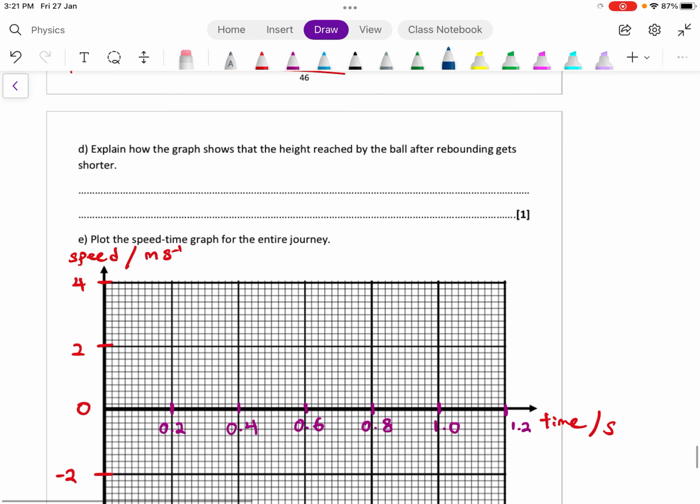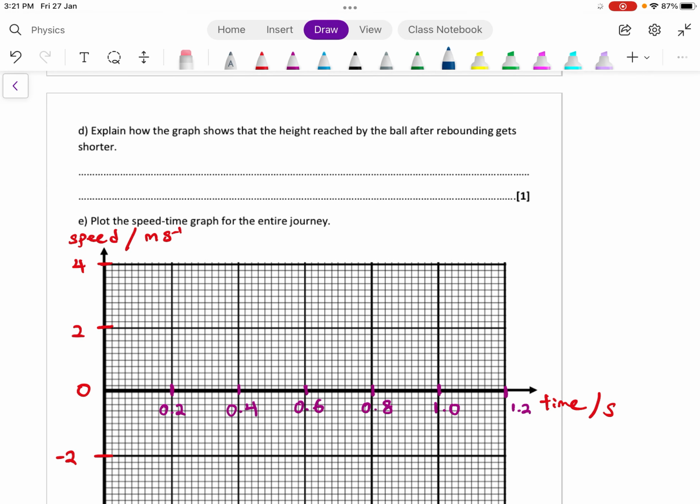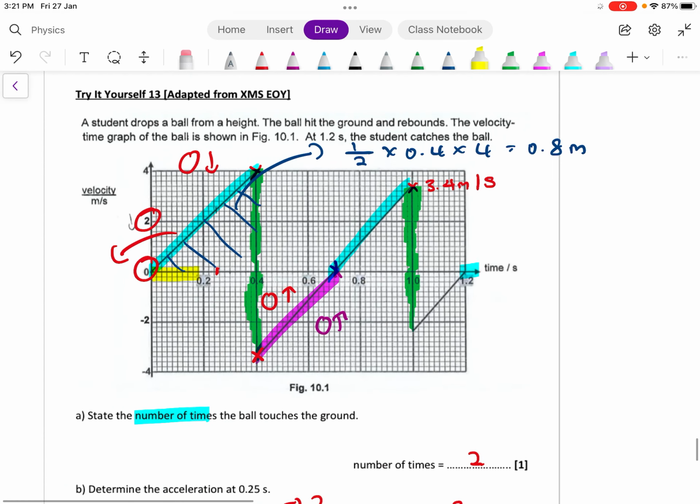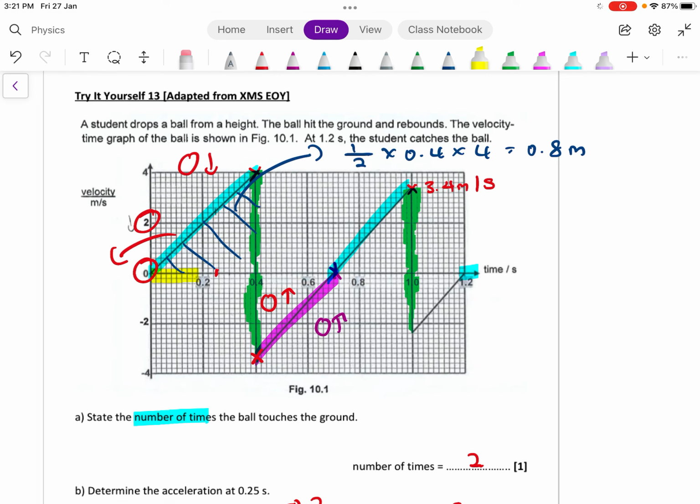Okay, so part D will be a qualitative question already. Especially when they ask us to use the graph, we must always refer back to the graph. Explain how the graph shows that the height reached by the ball after rebounding gets shorter. This one is just referring to the area. For example, the very first part is 0.8 meter. The second triangle is where I rise to the maximum point, and you realize that the area is smaller. So this is how we explain.